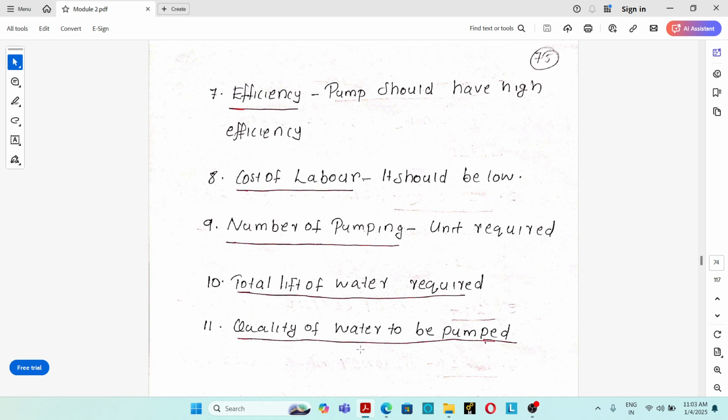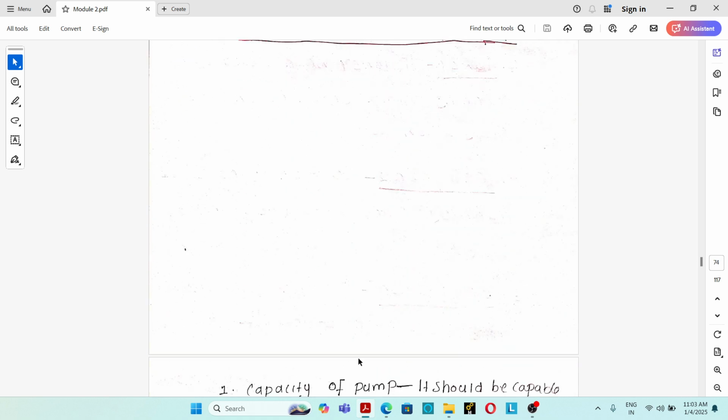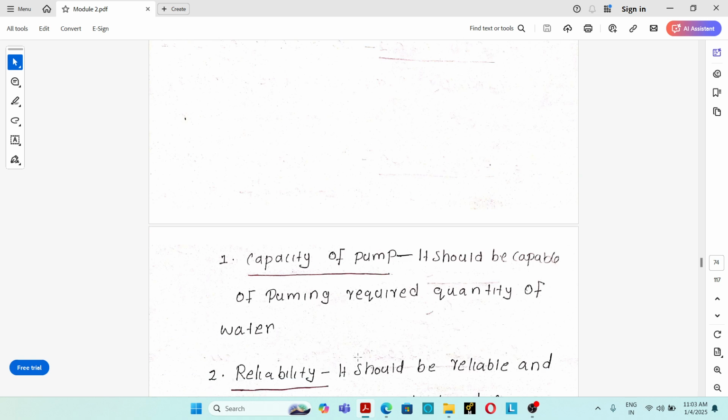Eighth one, cost of labor. It should be low. Ninth one, number of pumping units required. Tenth, total lift of water required, and eleventh, quality of water to be pumped. So these are the 11 points which will be considered while selecting a pump in a hydraulic circuit.